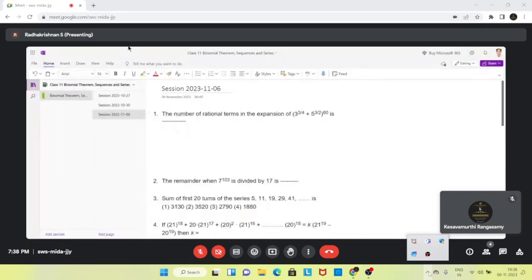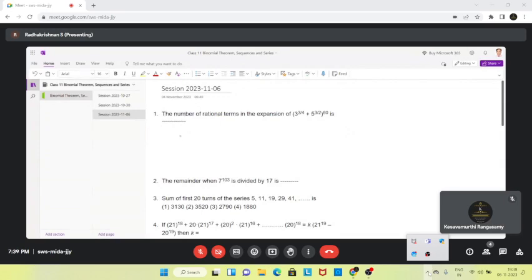Let me explain this. For the number of rational terms, the exponent should be an integer. If the exponent is a fraction, like what is given here, 3 by 4, 3 by 2, and all that as exponents, they are irrational. So when you expand it to the power of 60, some terms will be rational, and some terms will be irrational. All we have to do is count the number of rational terms, using the binomial theorem expansion.